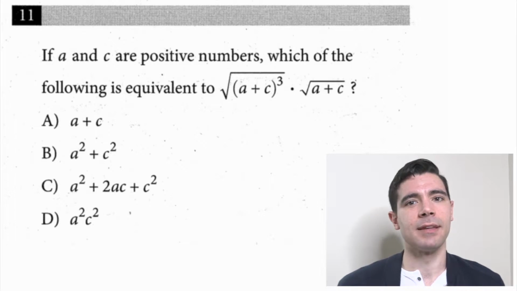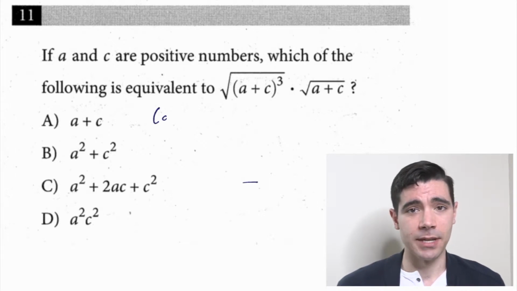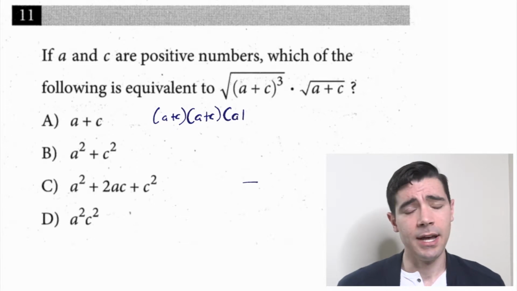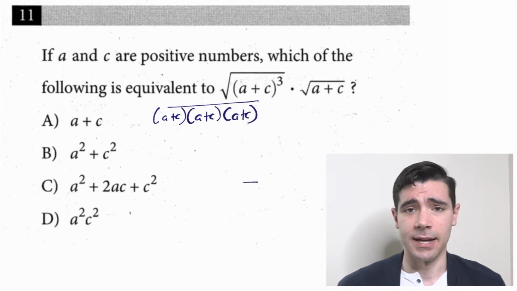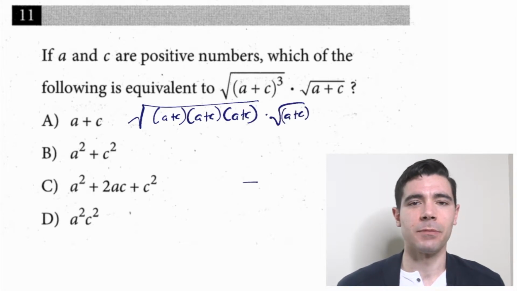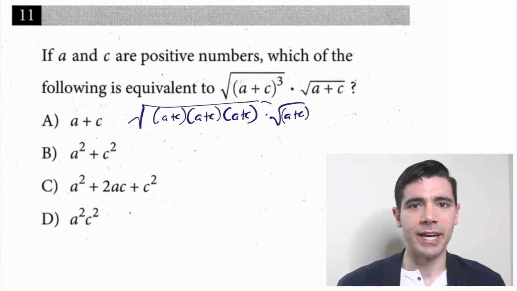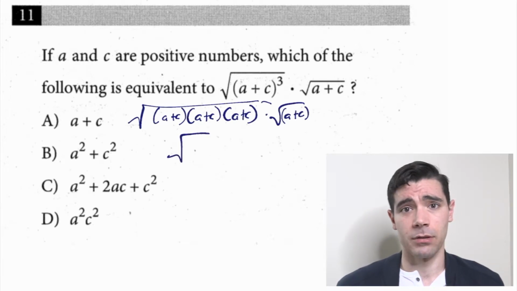As long as we keep in mind that this A plus C cubed really means A plus C times A plus C times A plus C. Okay, and all that has to be under the radical, times new radical A plus C. Well, when you're multiplying numbers that are both under the radical, they can share a radical and be friends. So really we end up with A plus C to the fourth, all under the radical.